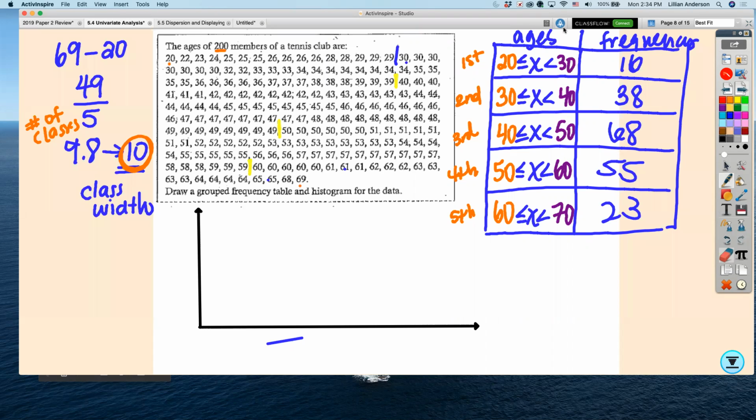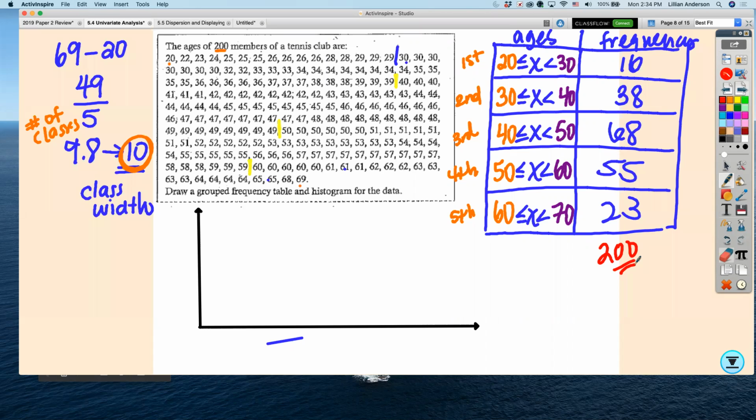And this table is a more condensed way instead of actually writing out all 200 pieces of data. And again, I know that I didn't miss any ages because my frequency should total the number of people that are in the tennis club.